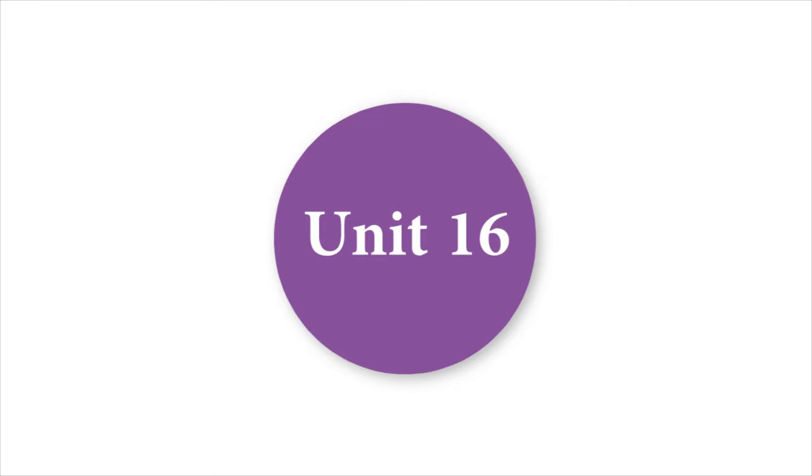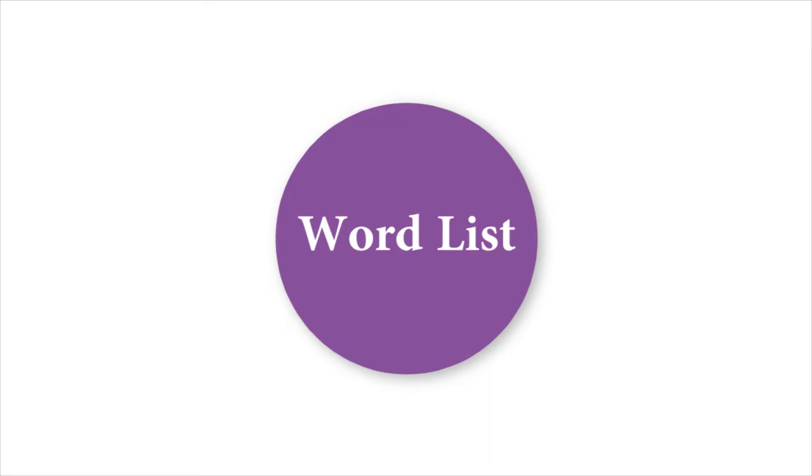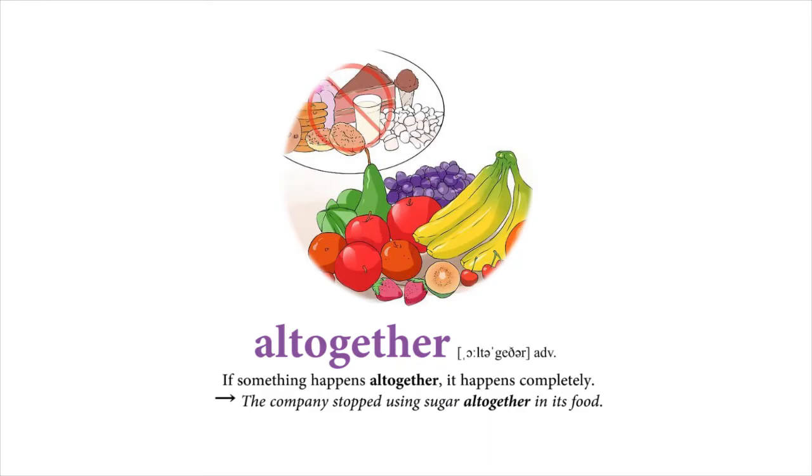Unit 16. Word list. Altogether. If something happens altogether, it happens completely. The company stopped using sugar altogether in its food.